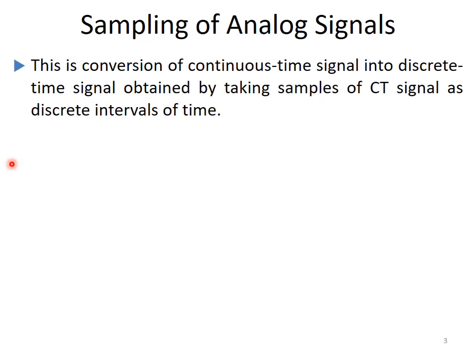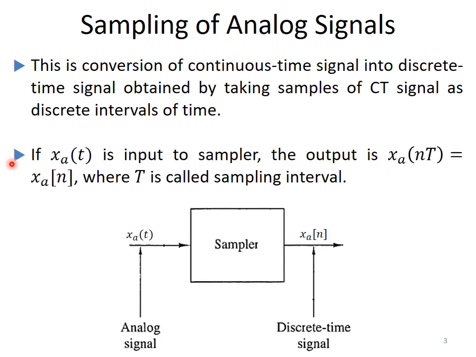The continuous time signals are converted into discrete time by taking samples of the continuous time signal at discrete intervals of time. If x_a(t) is the continuous time signal and it is applied at the input of the sampler, then the output of the sampler would be a discrete version, which is x_a(n). This is how the discrete signal is represented in most of the textbooks, and this, you already know, is the continuous time signal, where T here is the sampling interval.